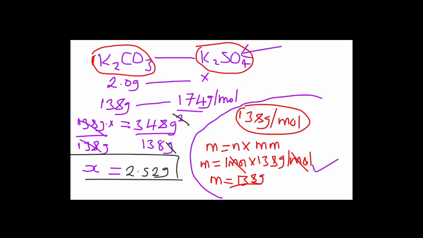This is how we are supposed to move. Very important. If you are used to moles, you can convert 2 grams to moles so that you can use mole ratio. You find the number of moles of potassium sulfate formed, and then you convert those number of moles to mass. You arrive at the same answer.